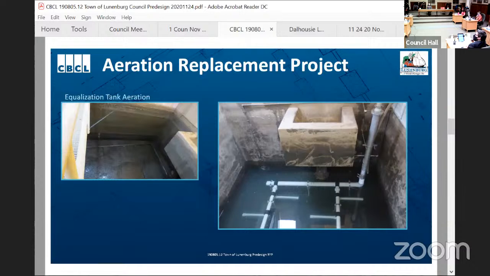So the aeration replacement involved replacing all of the pipework and all of the aeration equipment in the tanks, both the equalization tank, which you can see here. The aeration system in this tank, in the left-hand photo, had failed completely and was no longer providing any air to the system in that tank. So on the right, you can see the new system with new valves, pipes, and aerators.